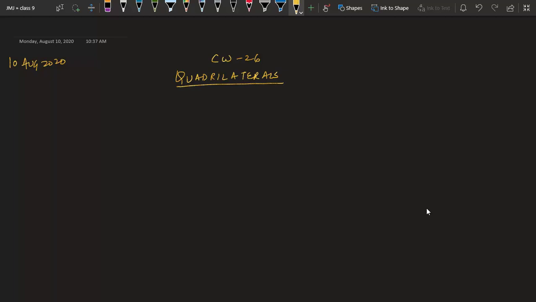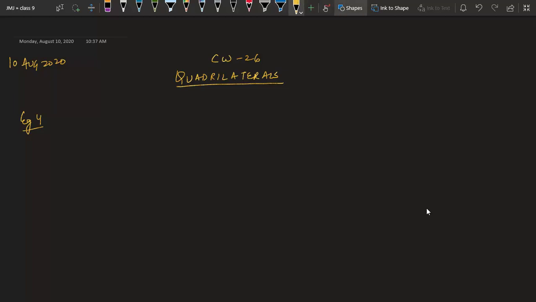In the last class we have seen example number 3. In this class we will start from example number 4 on page number 143. Example number 4 says: two parallel lines L and M are intersected by a transversal P.